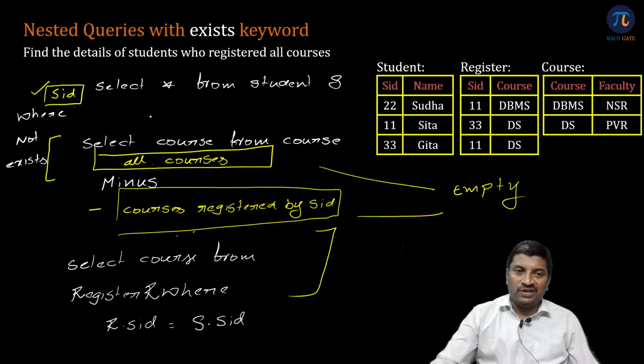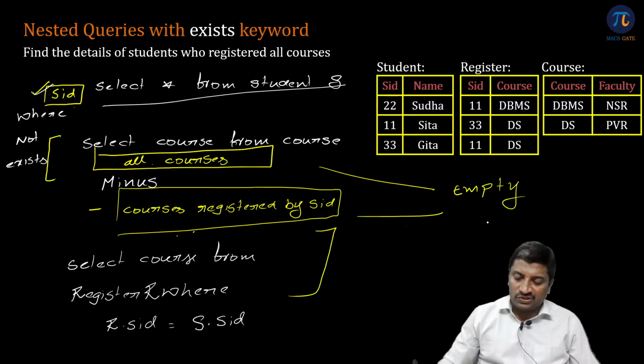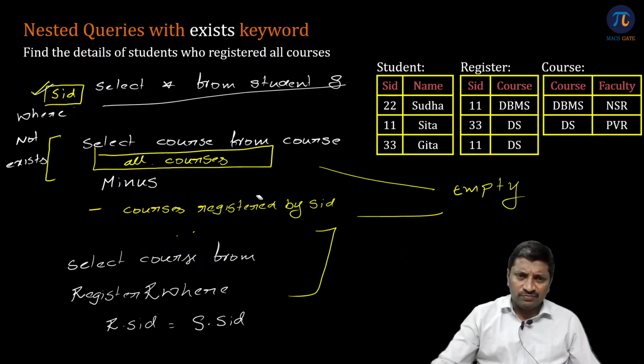So we are selecting the details of the student. I will take one SID. From all the courses, I will subtract the courses registered by this fellow. If it is empty, what does it mean? That fellow registered all the courses. Hope you understood it. Sir, these yellow brackets are only for our understanding purpose. They are not part of our SQL query. Don't confuse with them.